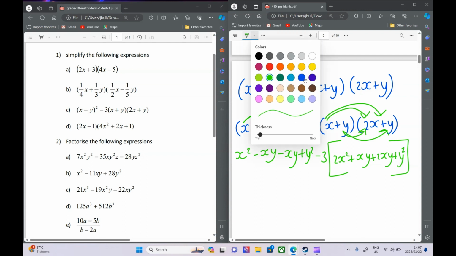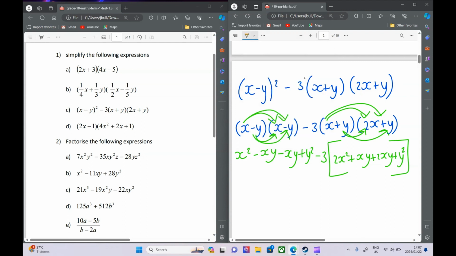Okay, so let's get a different color so we can see where we are. So again, we've got x squared minus xy plus y squared. Now we're going to multiply this minus 3 in. So minus 3 times 2x squared is going to give you minus 6x squared. Minus 3 times xy is minus 3xy. Minus 3 times 2xy is minus 6xy. And minus 3 times y squared is minus 3y squared. Okay, so that's just kind of tricky because you have to do the expanding of the brackets and you have to make sure you multiply everything by the minus 3 in front.